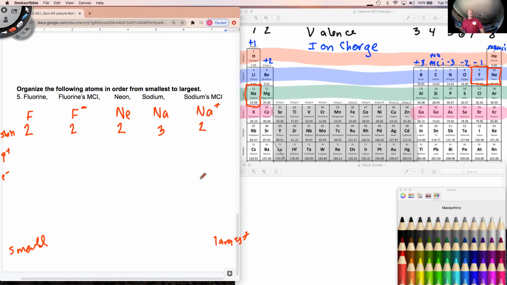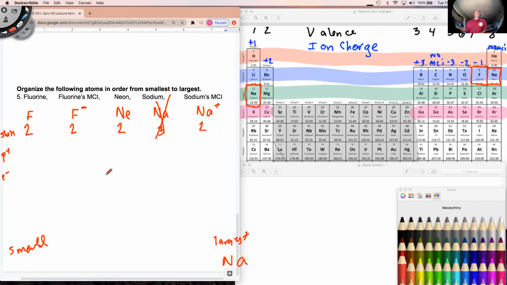So right away, we can look and say, all of them are on the second shell, except for sodium. So sodium is going to be the largest because it's on the third shell. So there that one is. So we don't have to worry about sodium anymore. Okay? And then we want to say, well, what's next?